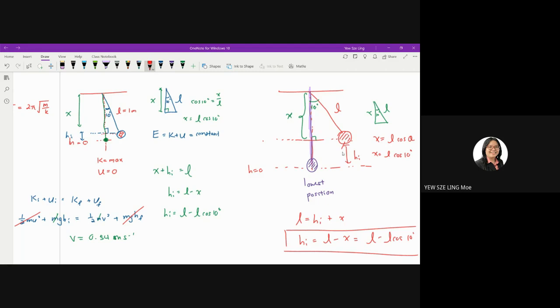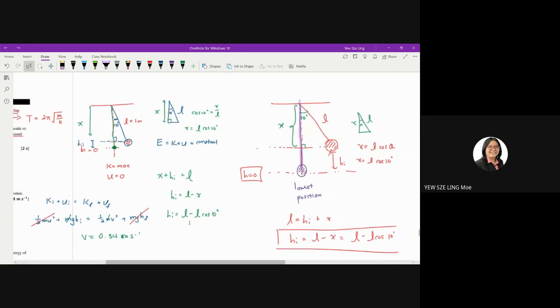Alright, initial height. So the lowest position is the final height. Final lowest position, equilibrium position, we take it as H equals 0. This is our assumption, of course. We assume H equals 0 at the lowest position. Alright, so can you understand how to determine the H? So soalan ini dia susah dekat mana? Dia susah dekat cara determine H.